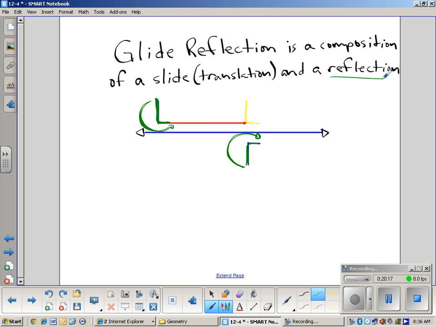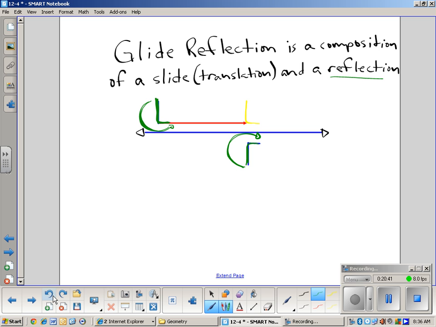And the reality is, instead of translating this vector, I could have reflected over these parallel lines to get this. And then when I reflected over this line, I would get this L again. Okay, upside down or reversed. Okay? So, no, we didn't do that, and I don't think they're going to do that to you, so we'll just pretend I didn't say that.